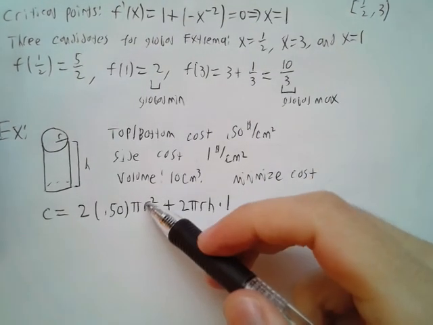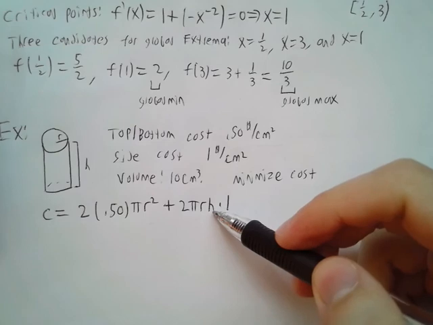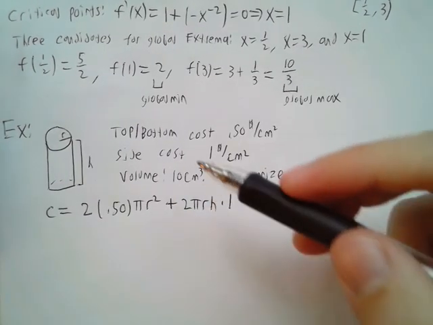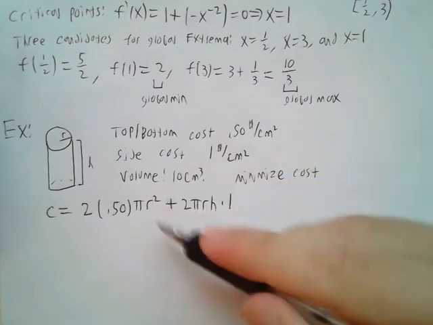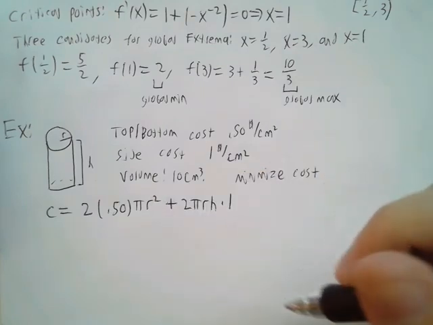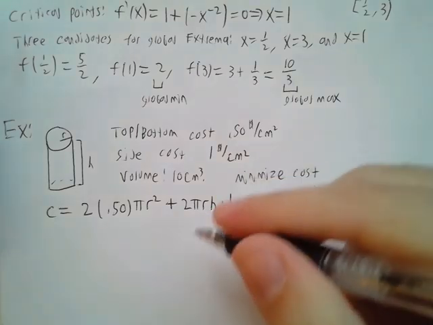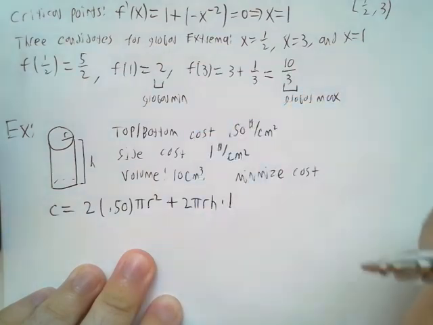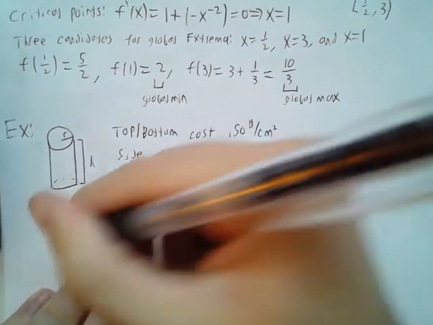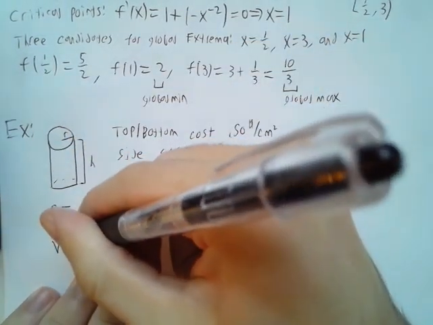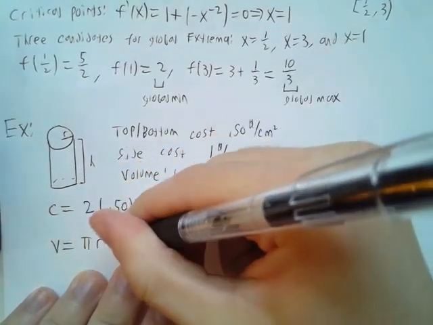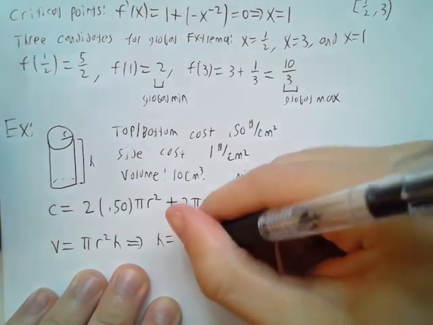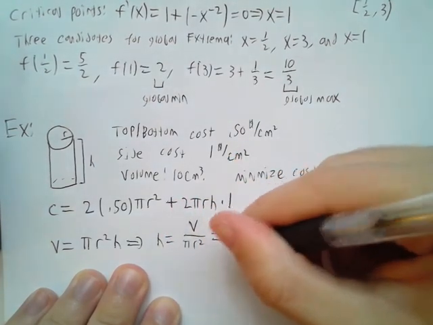But notice, C has an r in it and also an h in it. So we have 2 variables. That makes it difficult to make progress. So what we have to do is get it down to just one variable. So the way we can do this is we have a formula for the volume. It has to be 10 centimeters cubed. And we know that the volume of this cylinder is pi r squared h. That means that h is equal to v over pi r squared, and we know v is equal to 10.